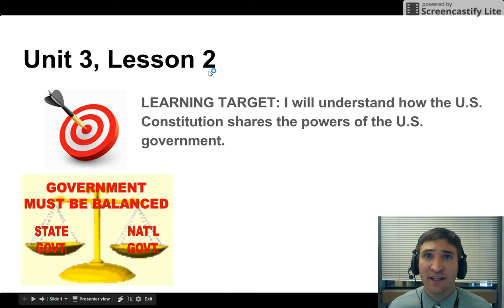Please get out that part of your VidNotes packet. And when you're ready, it's learning target time. Please write, I will understand how the U.S. Constitution shares the powers of the U.S. government. The government must be balanced according to this image, and the balance needs to come from some power given to the state governments and some power given to the national governments.